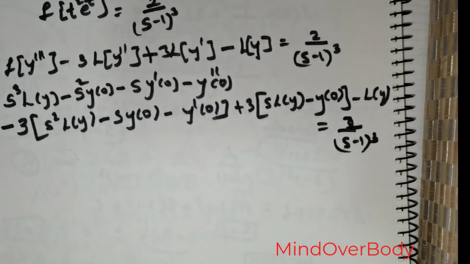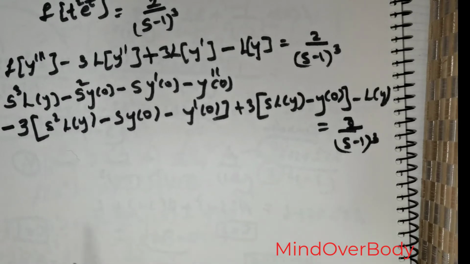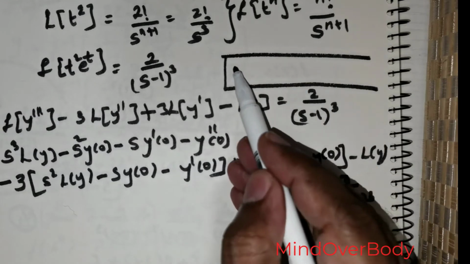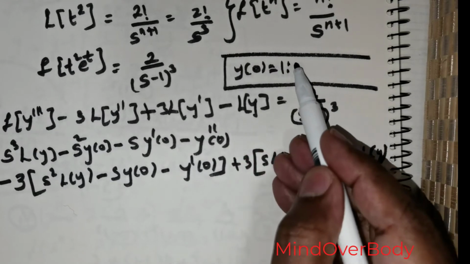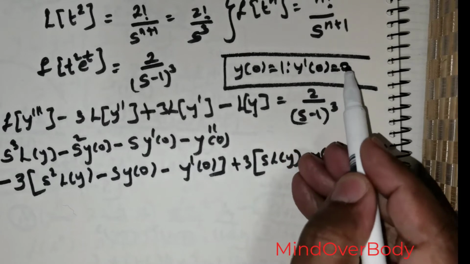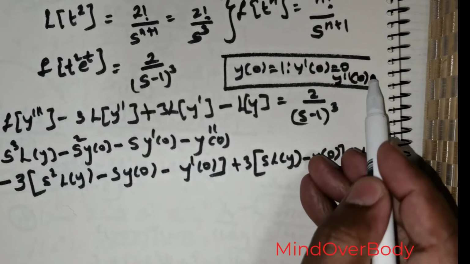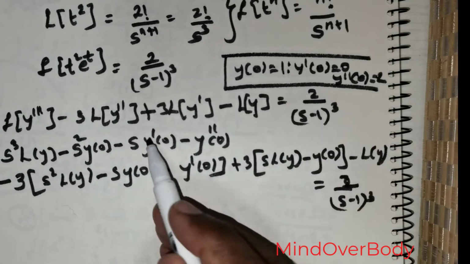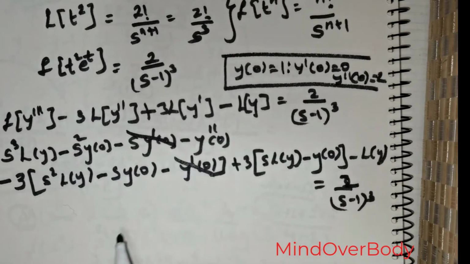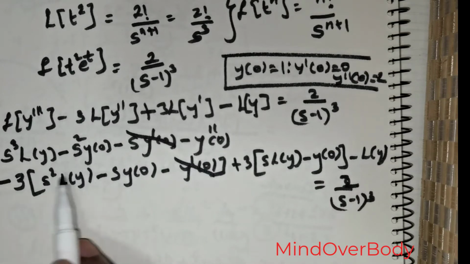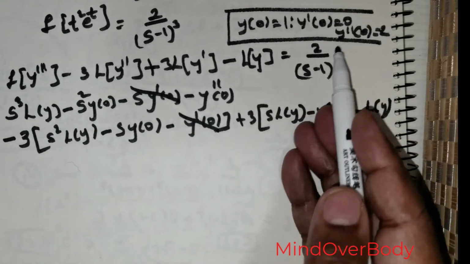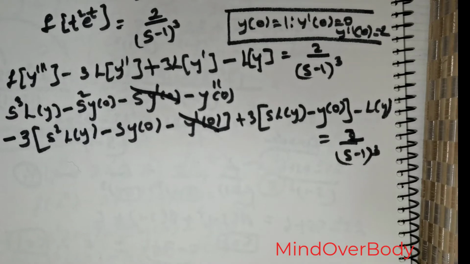Okay, now what are we given? We are given that y of 0 is equal to 1, y dash of 0 is equal to 0, and y double dash of 0 is equal to 2. So y dash of 0 we have to get rid of. So y dash of 0 is 0, this goes off, this goes off, anything else? Okay, that's it. Next, y of 0 is equal to 1 and y double dash of 0 is equal to 2. So we will have to substitute these values.